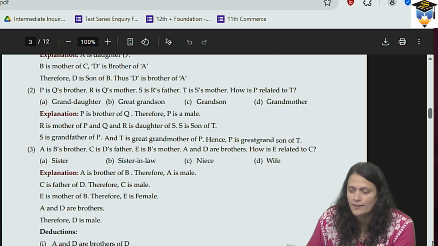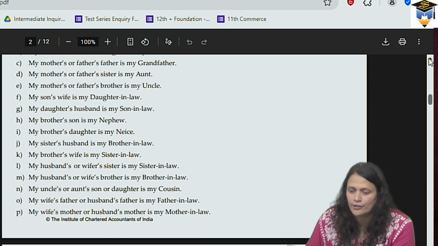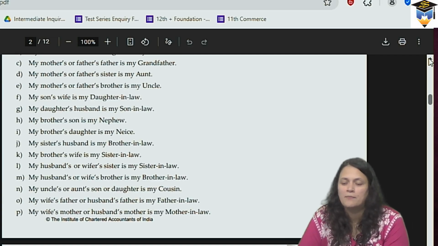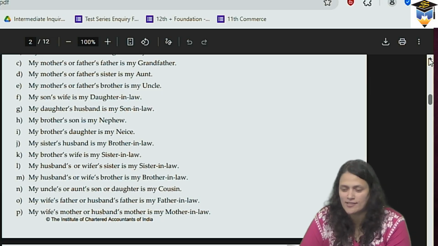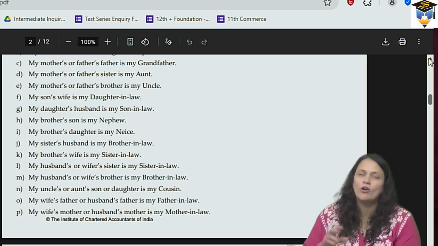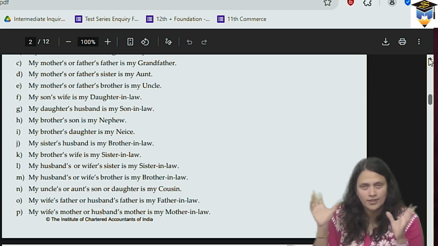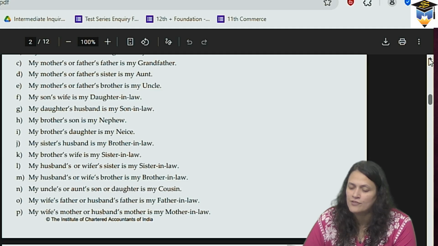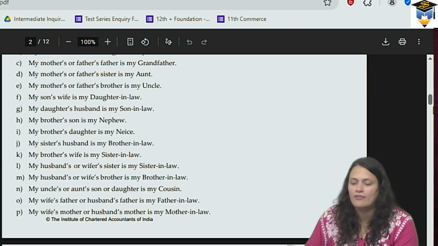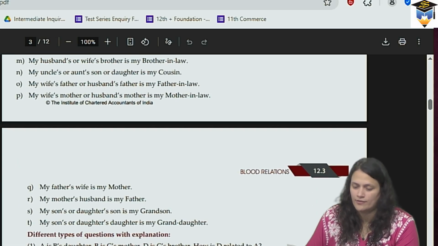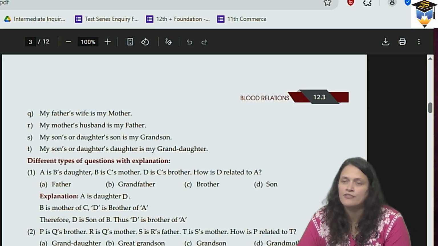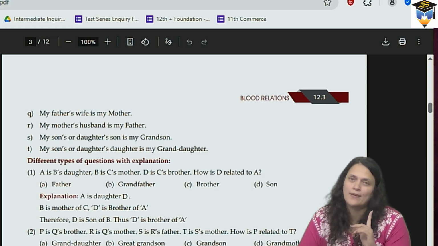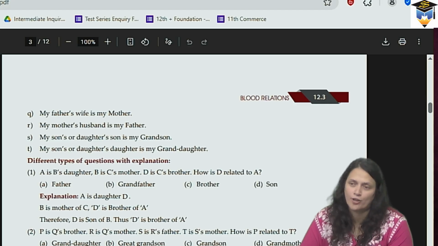My sister's husband is my brother-in-law. My brother's wife is my sister-in-law. My husband or wife's sister is my sister-in-law. My husband or wife's brother is brother-in-law. My uncle or aunt's son or daughter is my cousin. So always remember, in English, both from the paternal side and maternal side, they are going to be your cousins only. And my wife's father or husband's father is my father-in-law. My wife's mother or husband's mother is my mother-in-law. And my father's wife is mother. My mother's husband is my father. My son or daughter's son is my grandson. My son or daughter's daughter is my granddaughter.